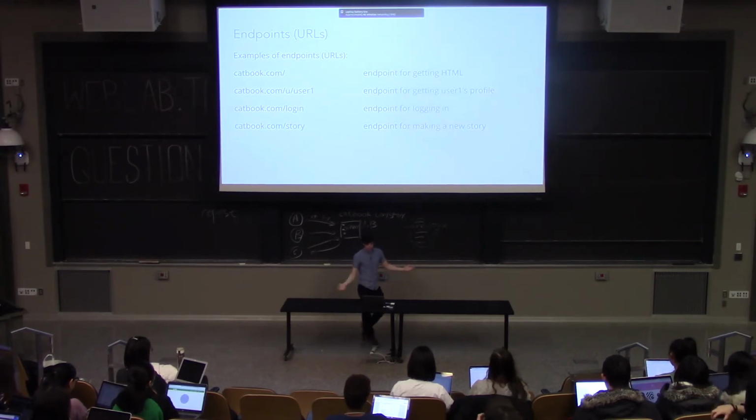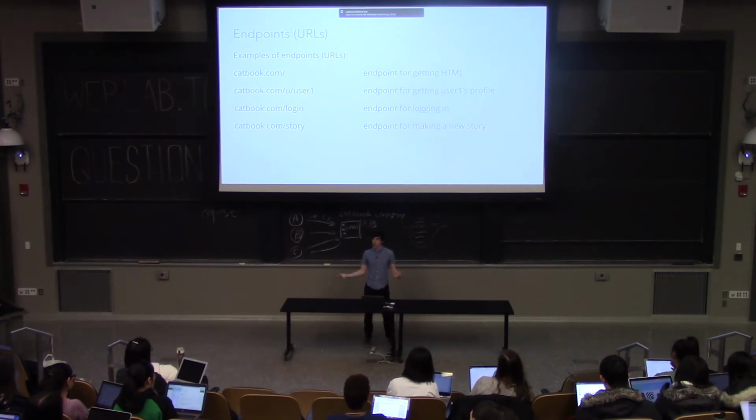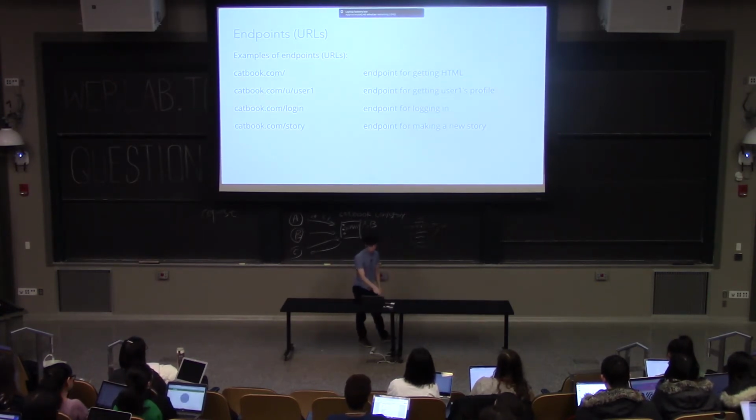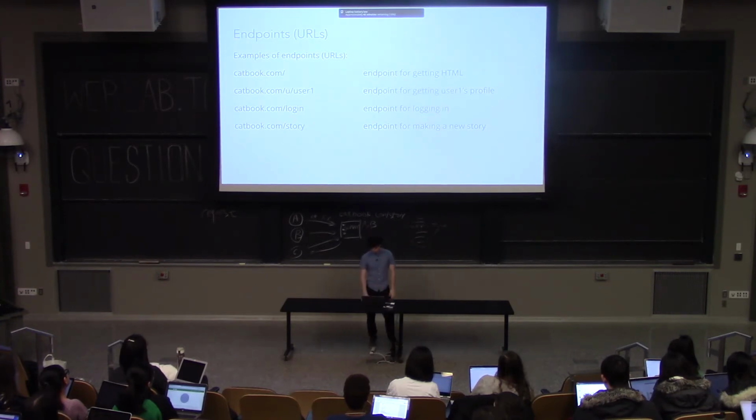So these are all examples of different endpoints. If you make a GET request to catbook.com at the index endpoint, which is indicated by the slash, or you don't need that slash, it's implied, then you're going to get the HTML for the page. If you do a GET request to /user/some username, you're going to get that user's profile. Logging in is a little bit more confusing to explain, whether it's a GET or a POST request, but I'll go over that in the authentication lecture.